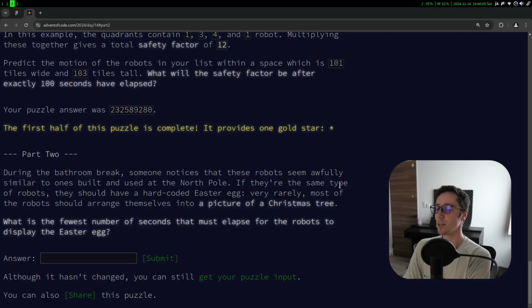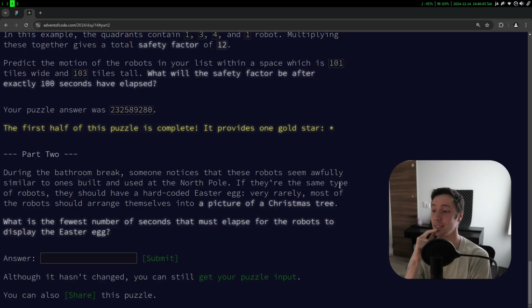Okay, so part 2. During the bathroom break, someone notices that these robots seem awfully similar to ones built and used at the North Pole. If they're the same type of robots, they should have a hard-coded Easter egg. Very rarely, most of the robots should arrange themselves into a picture of a Christmas tree. What is the fewest number of seconds that must elapse for the robots to display an Easter egg?